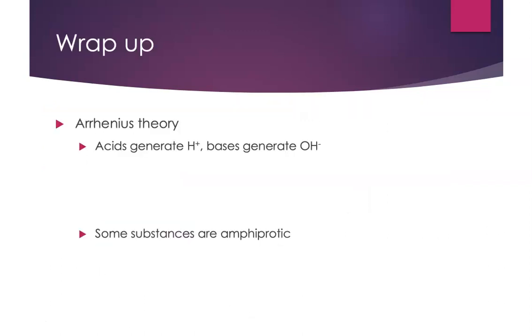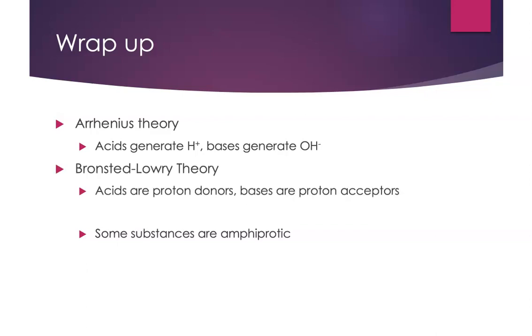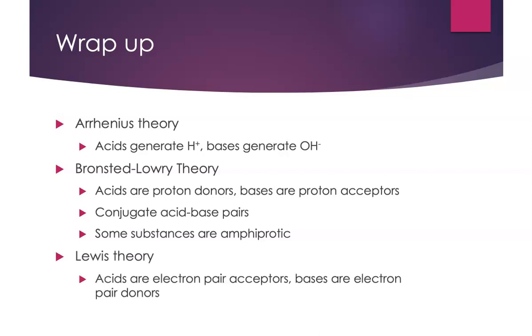Right? So I'd like to wrap it up. Arrhenius theory talked about acids generating hydrogen ions, bases generating hydroxide ions. Bronsted-Lowry theory talks about acids being proton donors, bases are proton acceptors. We have our conjugate pairs. We have amphiprotic species that can act as either acids or bases. And then we do have this broader Lewis theory where acids are electron pair acceptors and bases are electron pair donors.